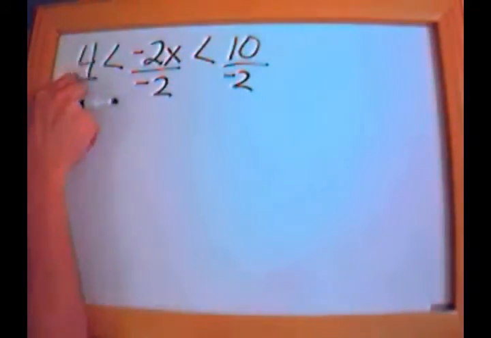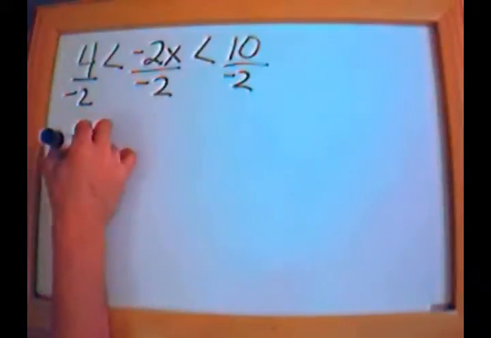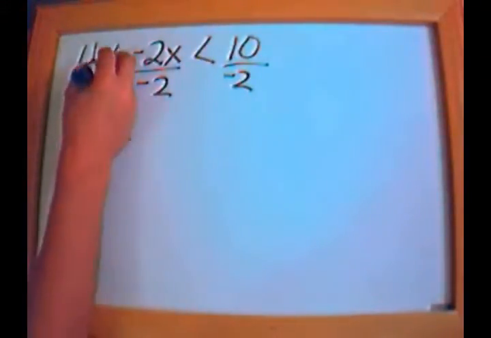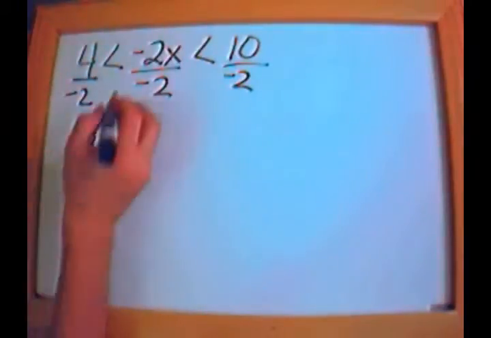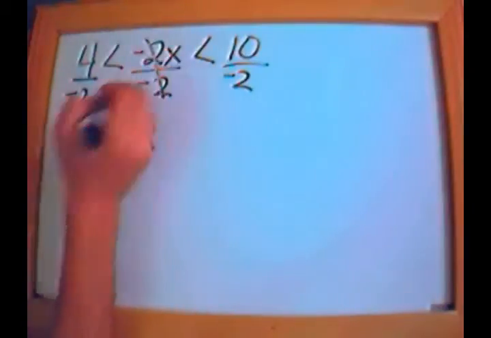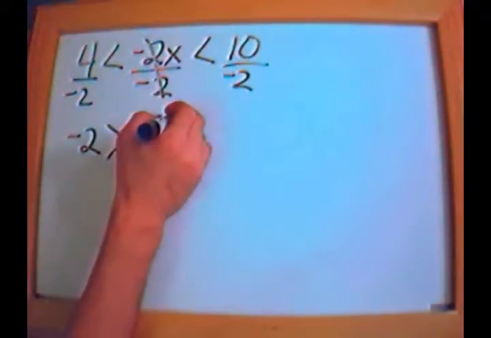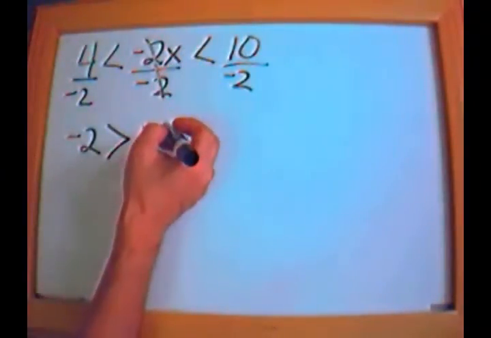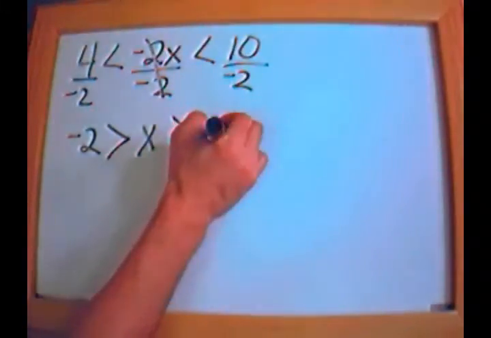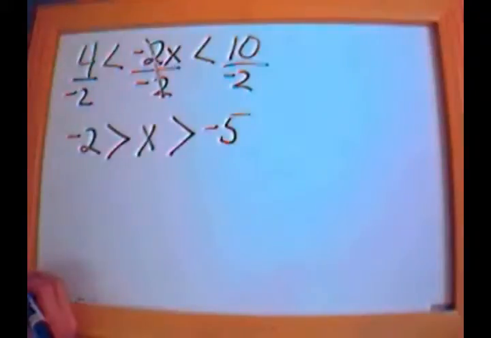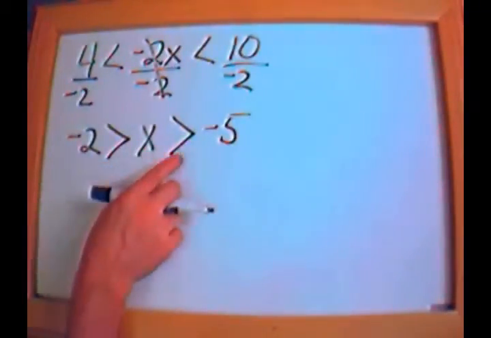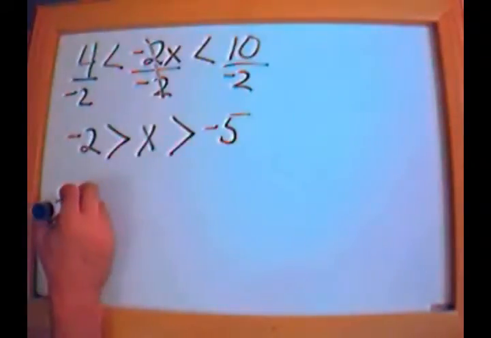On this side, I'm going to have 4 divided by negative 2 is negative 2. And because I've divided by a negative, I've got to flip this sign around. So I flipped it around. In the middle, I'm simply going to have x because negative 2 over 2 is 1. So they go away. And I'm going to have to flip this sign for the same reason as before, like this. And 10 over minus 2 is minus 5. So now x is less than minus 2, but greater than minus 5.